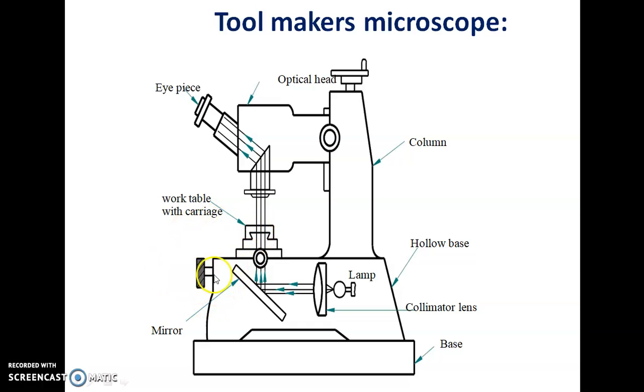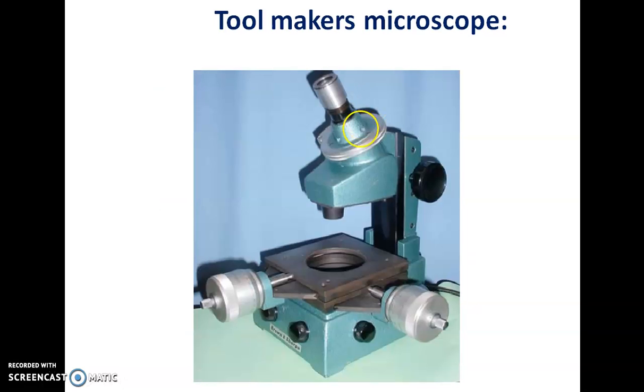Using micrometer dials you can set the workpiece at the center of the beam, and the image is taken to the optical head. The pitch can be measured through the micrometer of the eyepiece. This is the working principle of the tool maker's microscope, and it is used to find the pitch of threads.